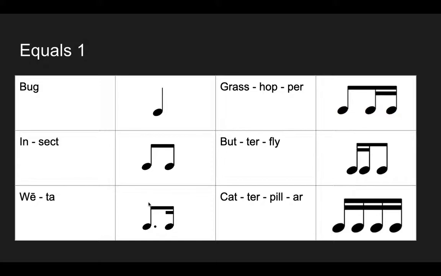So of course you've got bug, bug, bug, bug, bug, bug, bug, bug. You then have insect, insect, insect, insect, insect, insect, insect, insect. And then we flip over to caterpillar, caterpillar, caterpillar, caterpillar, caterpillar, caterpillar, caterpillar, caterpillar. Each of these equals 1, because that is 1, that is a half and a half, and that's a quarter plus a quarter plus a quarter plus a quarter.